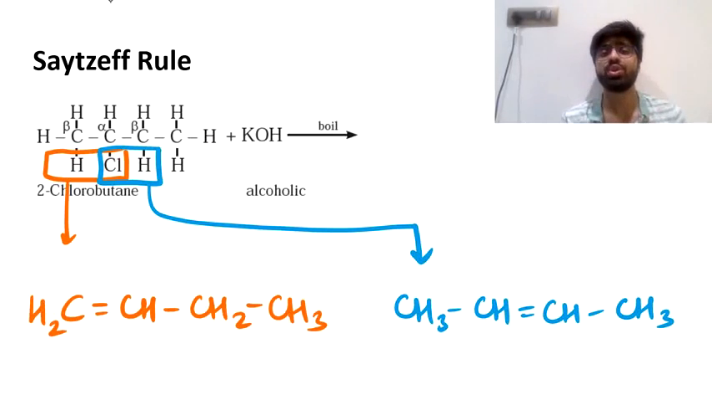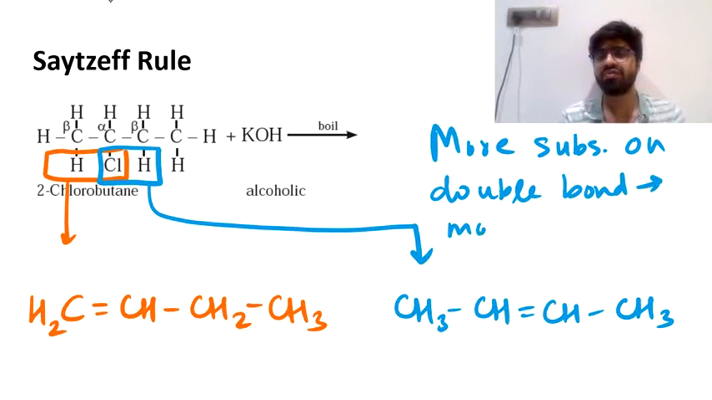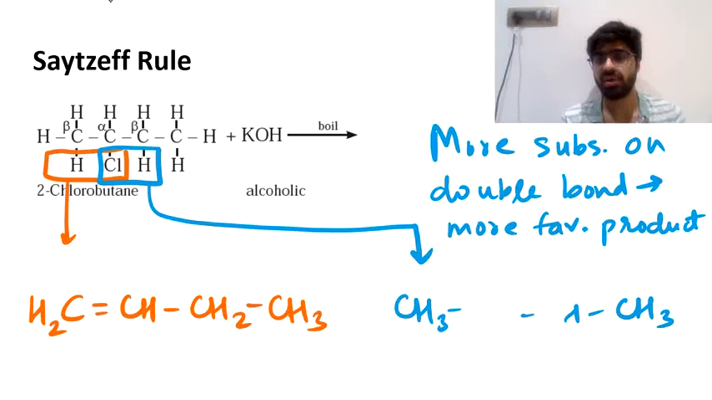Okay. Now which of the two will be a favored product? Which of the two will be a major product? That will depend upon how many substitutions are there on the double bond. More number of substitutions on the double bond implies that more favorable will be the product. So if you check this compound, let's rewrite it in this manner. The carbon-carbon double bond is here. So we have a carbon-carbon double bond, and both of them have a hydrogen attached with it.